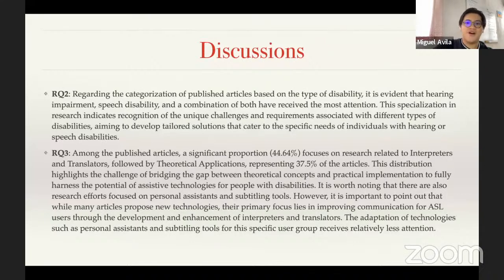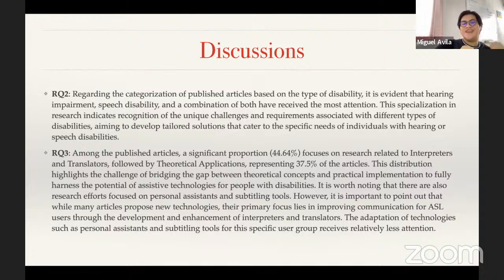Then about the proportion of research related to interpreters and translators on RQ3 that we can see in here. So, for example, we have 44.6% focusing on interpreter and translator, and this is pretty interesting. We're going to discuss it a little bit later in a moment. And then the theoretical applications are representing 37.5% of the articles. So what we can see here really is that the adaptation of technologies such as personal assistance, video conferencing tools, and sign link tools for this specific group received relatively less attention than actually translating for them or helping us to communicate with these people.